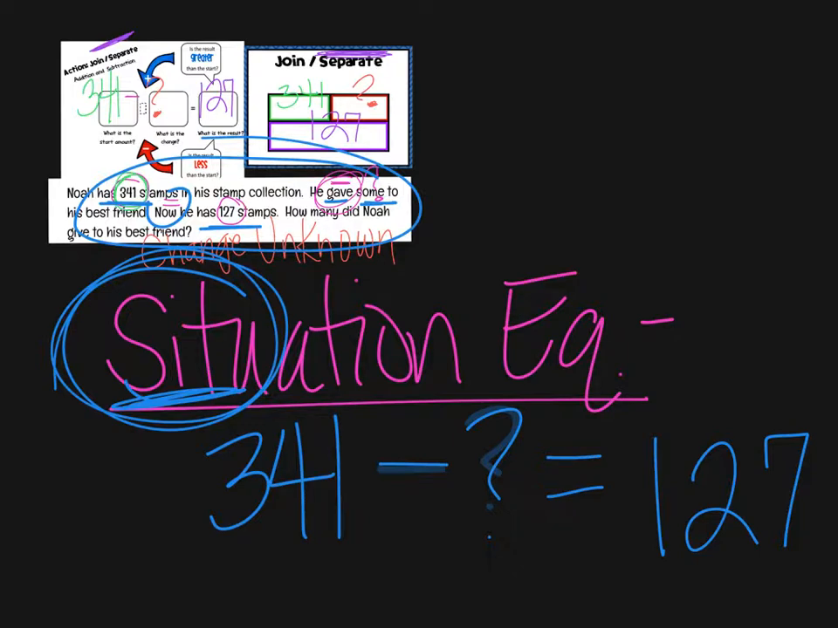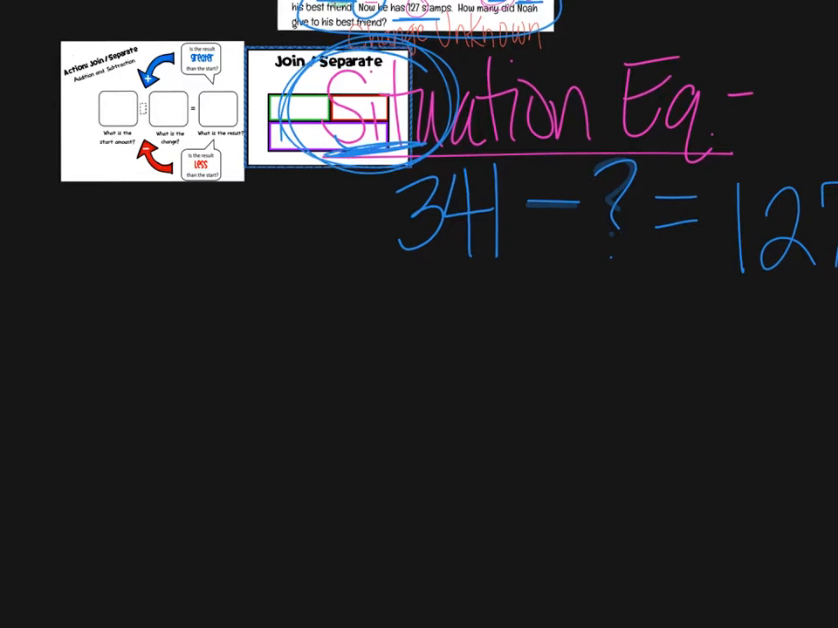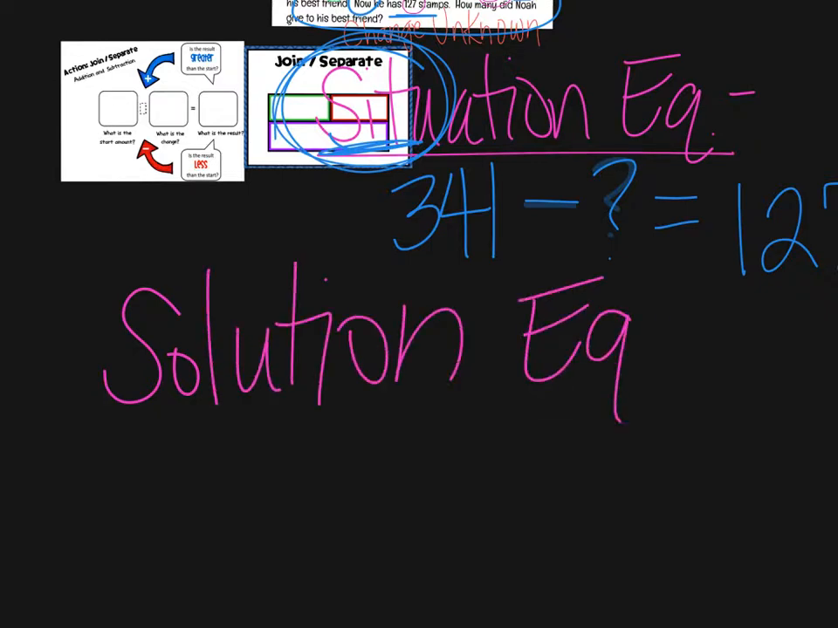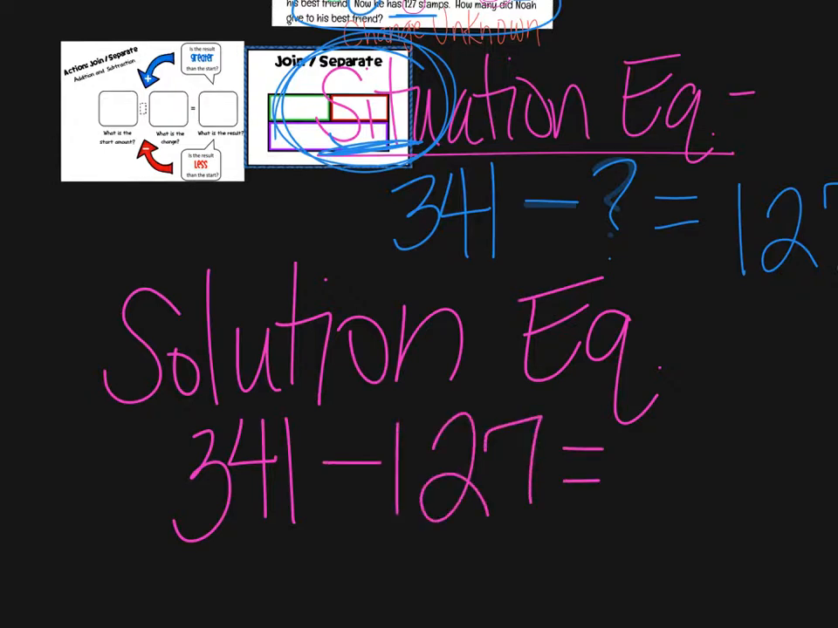Now I have to show them the solution equation, how I solved it. So remember, solving this equation, what we did to find our answer. So my solution equation is I took my start number, which was 341, and I subtracted the result number to figure out the change. So there are my two equations for this change unknown problem. All right, let's try another one.